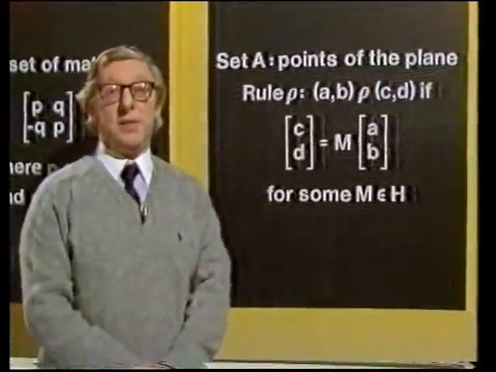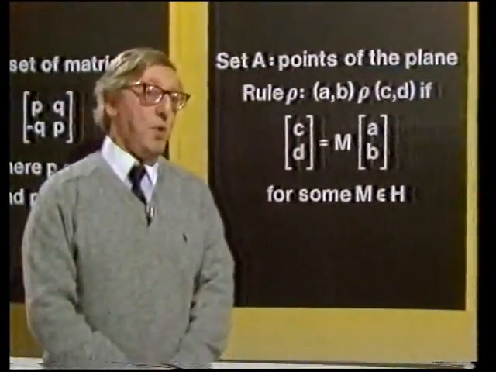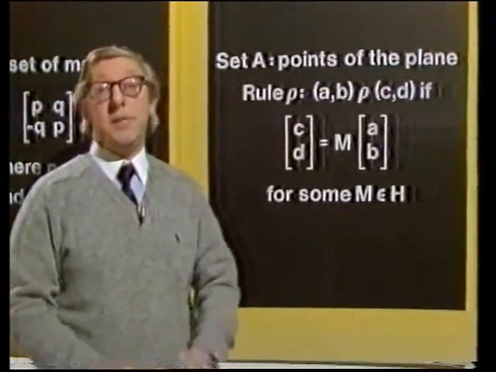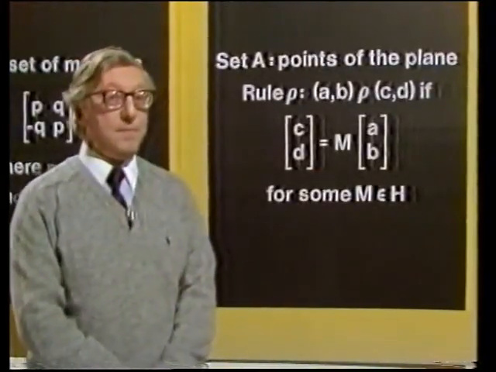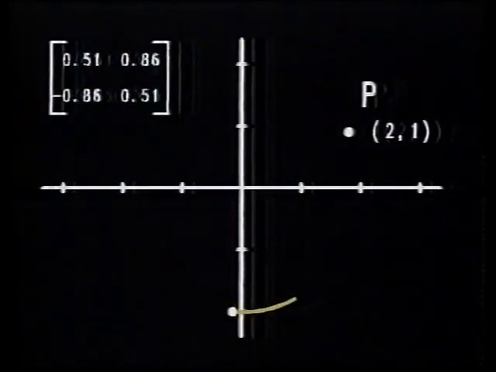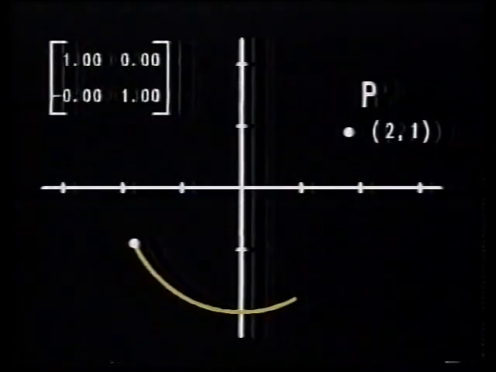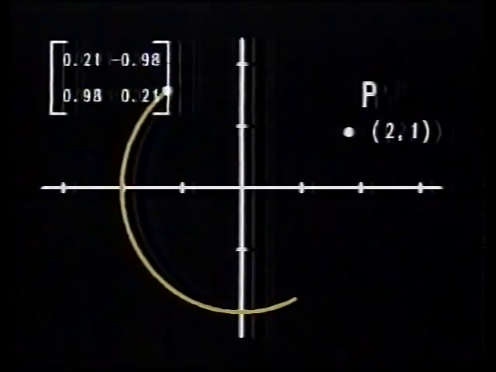So that's our relation. Let's just explore it for a moment and see what happens to some typical points in the plane. This matrix is in the set H. If we take P as the point (2, 1), then the matrix maps it to the point (1, -2). So P is related to this point. If we change the numbers in the matrix so that it's still in the set H, then we get different points to which P is related.